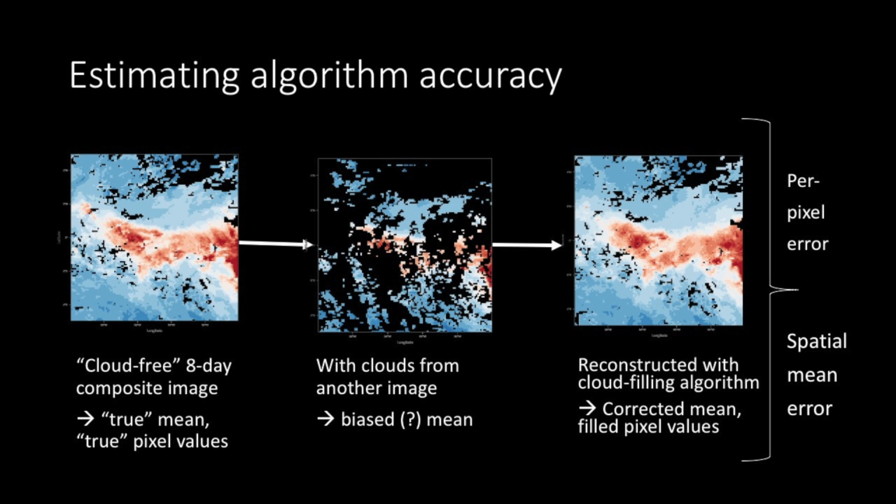And that's a measure of how much clouds affect and how much these algorithms can improve regional averages and time series of regional averages. And it's that error in the spatial mean that I want to focus on during the rest of my talk, although the results for the per pixel predictions were not fundamentally different.